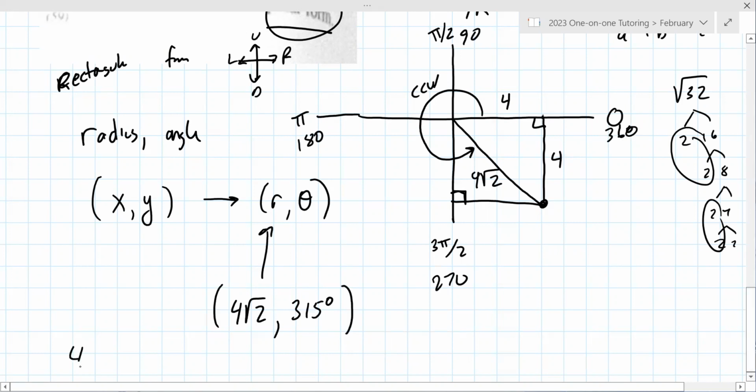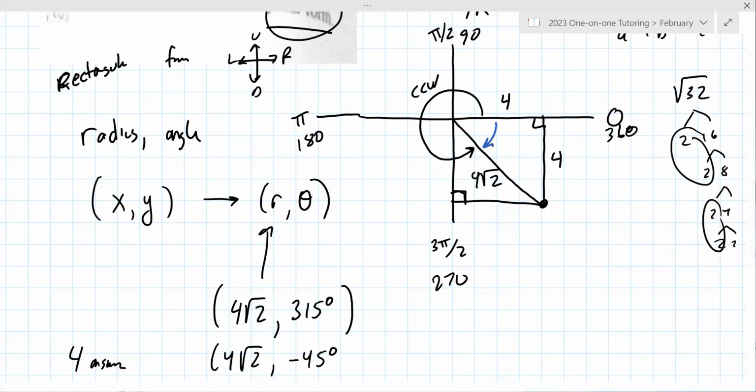But there's actually 4 answers. Here's another one. What if you go minus 45 degrees? Does that get you to the same spot? Yes, it does. So there are multiple answers here, and that's where you've got to be really, really careful.